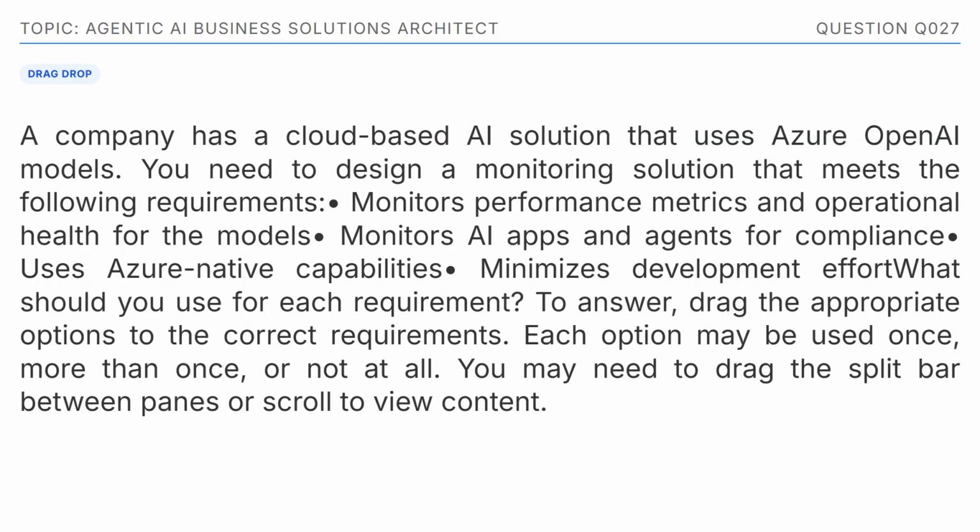A company has a cloud-based AI solution that uses Azure OpenAI models. You need to design a monitoring solution that meets the following requirements: monitors performance metrics and operational health for the models, monitors AI apps and agents for compliance, uses Azure native capabilities, minimizes development effort. What should you use for each requirement? To answer, drag the appropriate options to the correct requirements. Each option may be used once, more than once, or not at all. You may need to drag the split bar between panes or scroll to view content.